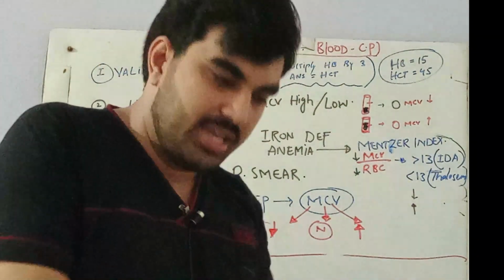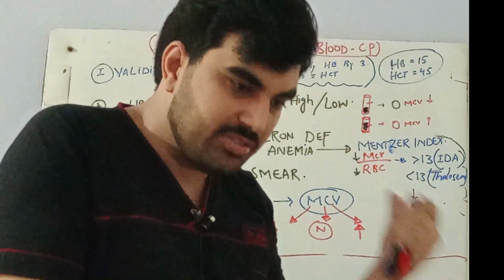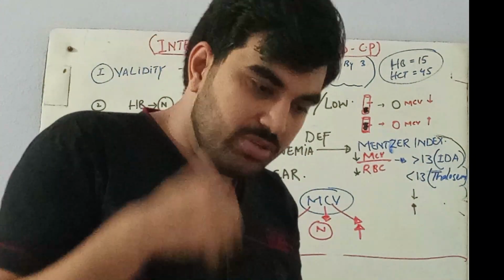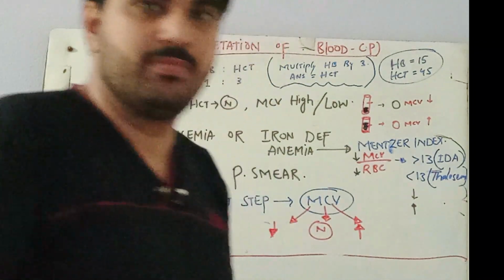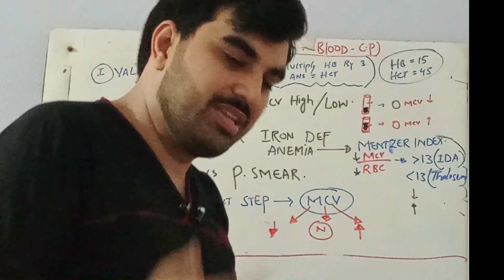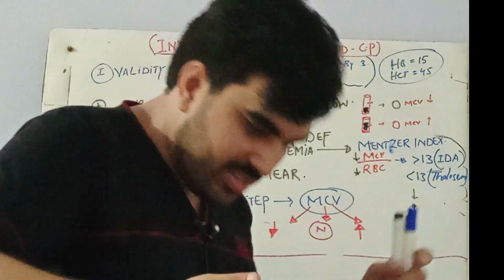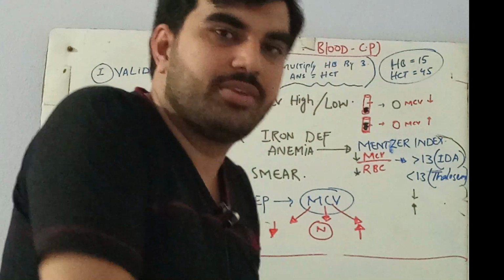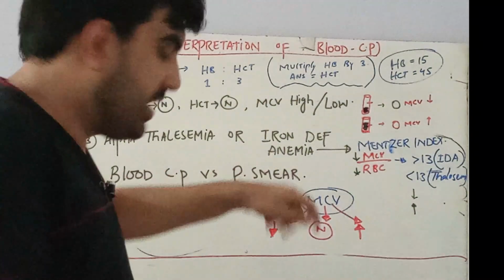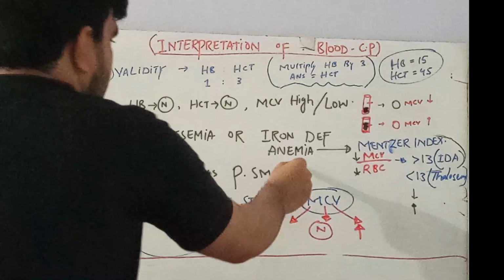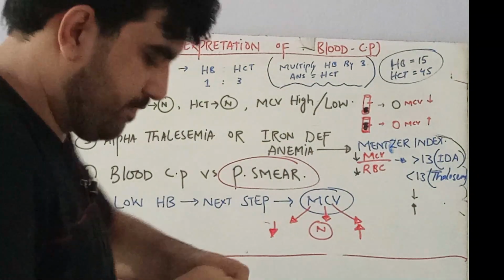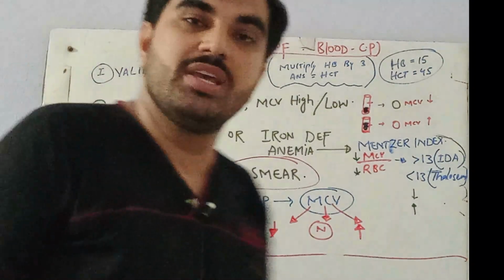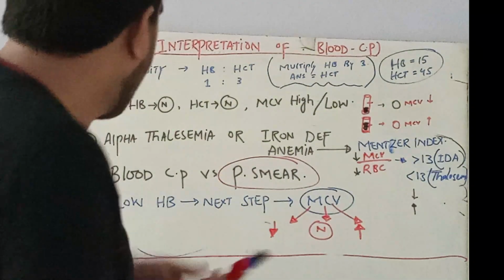Peripheral smear is the process of looking into the blood by a hematologist. The hematologist prepares the slides, and then looks under the microscope for any abnormality in the blood. So smear is more superior than blood CP. If you suspect some problems in the blood CP, go for peripheral smear.